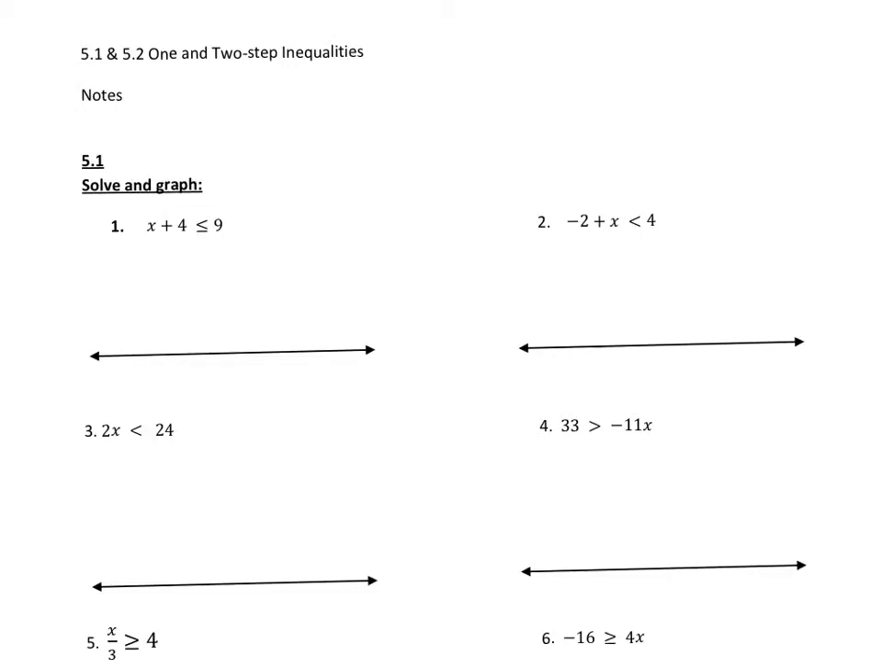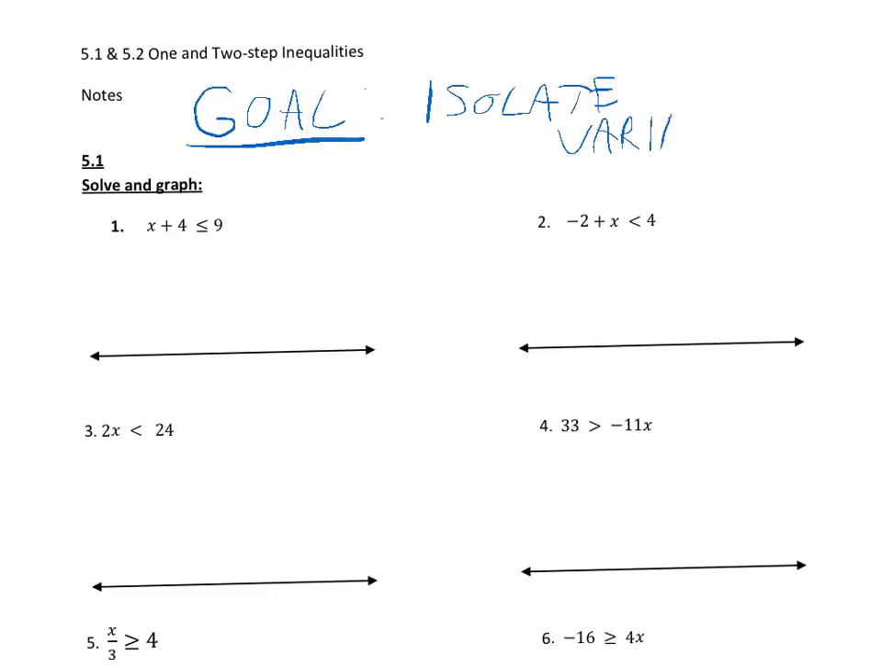Alright, the notes. Now, we're still going to have the same goal. Same goal, we want to isolate the variable, just like in solving an equation. We want to get the variable, whether it's x or y, by itself. Okay, so if I look at number 1, very simple. I just subtract 4 from both sides. So I already have x by itself. I have x is less than or equal to, well, 9 minus 4, this gives me 5.